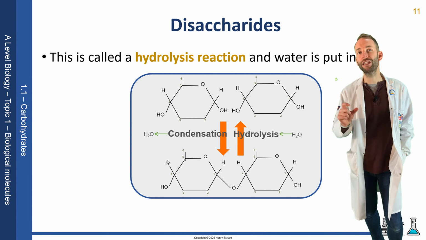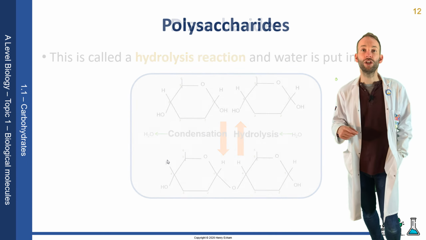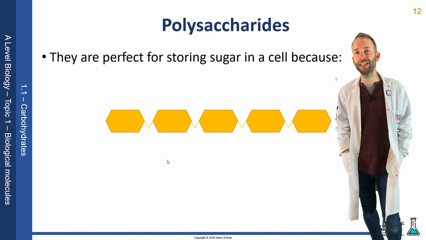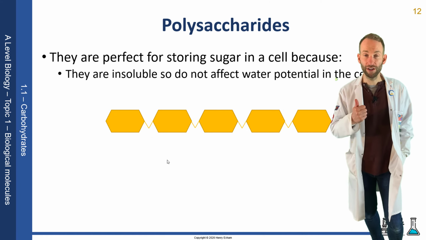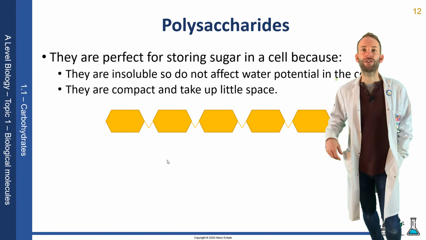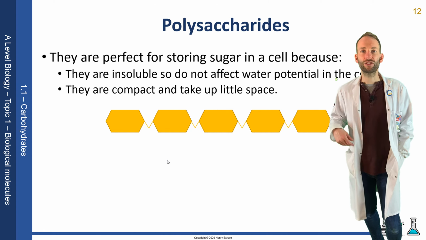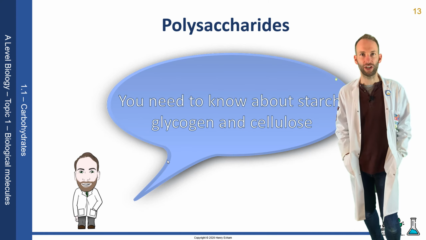Now if you continue doing that process and adding on more sugars and doing more condensation reactions, you'll make a polysaccharide. Now these are perfect for storing sugar in a cell because, number 1, they're insoluble, so they're not going to affect the water potential inside the cell, which could cause all sorts of problems with osmosis, and they are compact, so they don't take up very much space. Now you need to learn about starch, glycogen and cellulose in more detail. So let's look at their structures.